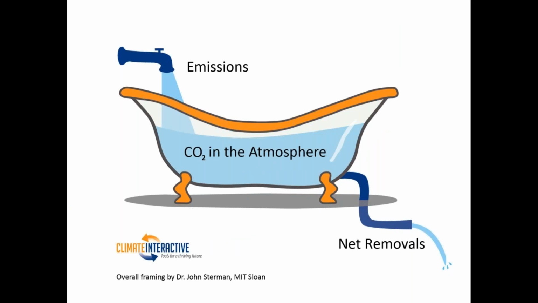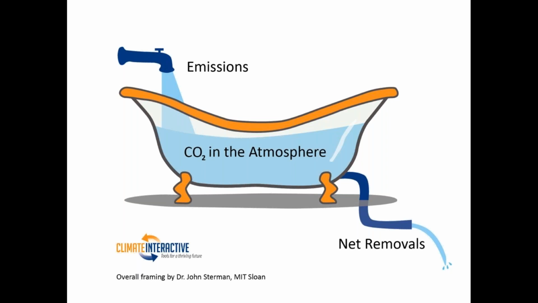So I ask people, and ask you all, to think about a bathtub. You have the tap, in which the water flows into the bathtub, and you have the drain where the water flows out. The rate at which water flows into the bathtub, you could think of that as emissions. And the rate at which water flows out of the bathtub through the drain, you could think of that as removals.